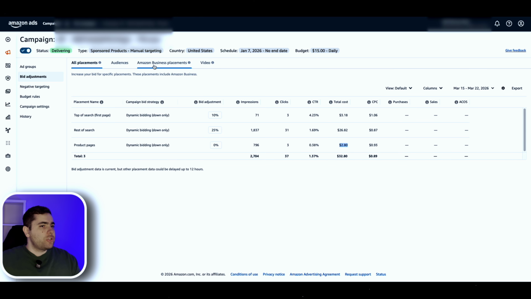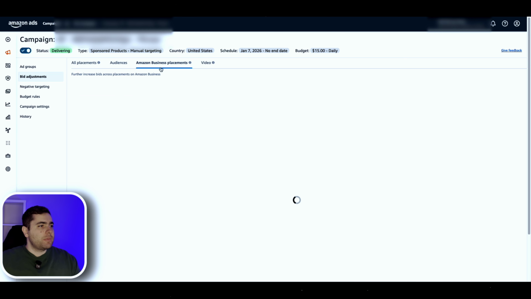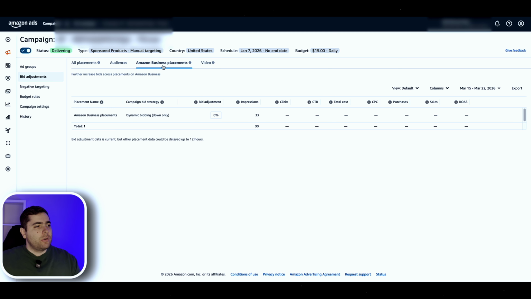Then we can also check the performance for business placement. This is a very important thing. For a lot of campaigns, this business placement can be a really game changer thing. For some accounts, the B2B placement can generate for me like 30-40% of all sales. So I really highly recommend to look here.